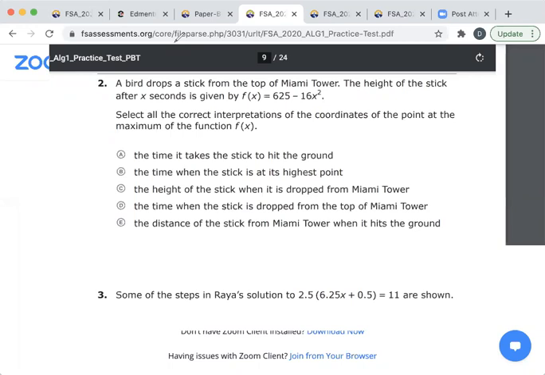Select all the correct interpretations. All means there's going to be more than one answer. So select all the correct interpretations of the coordinates of the point at the maximum. So maximum means the highest point. And we know that the highest point is 625 feet high, where the bird drops the stick from.